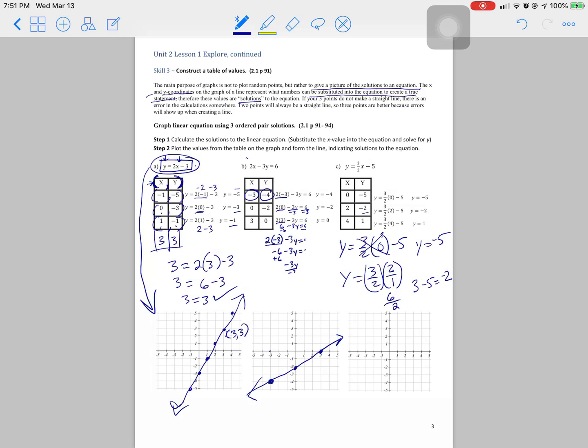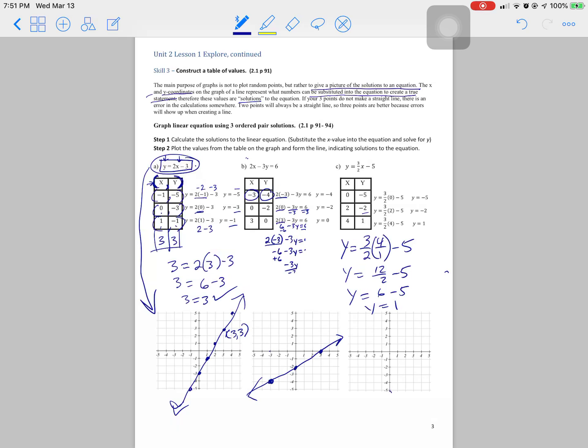Okay? And then this one here, look at the PDFs for these, I think I wrote them all out. So let's see, put in a 4. Y equals 3 over 2 times 4 over 1, if you like to do it that way. This is going to be y equals 12 over 2 minus 5. Y equals 6 minus 5. Y equals 1. Okay? That's why we have to know how to crunch our numbers.